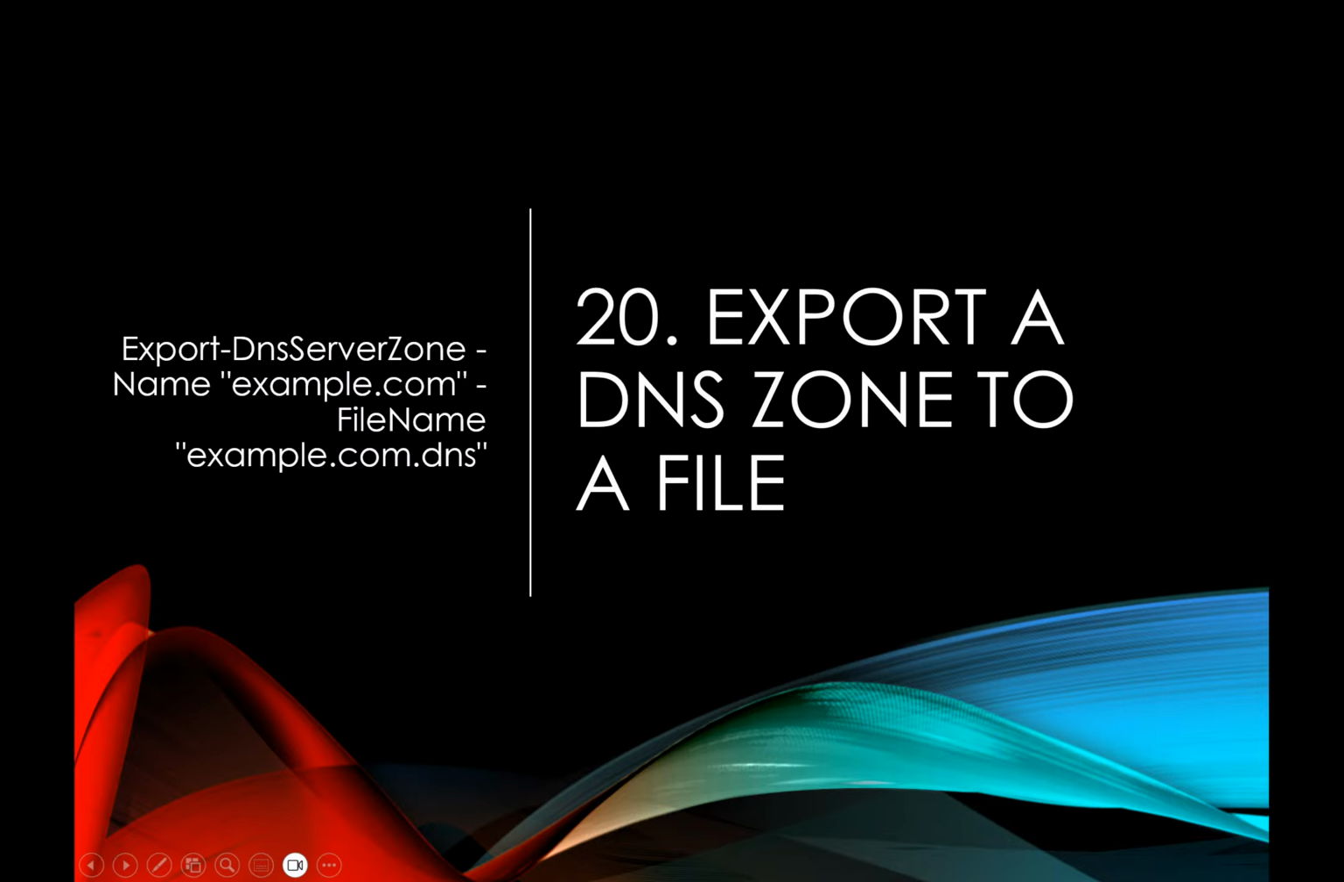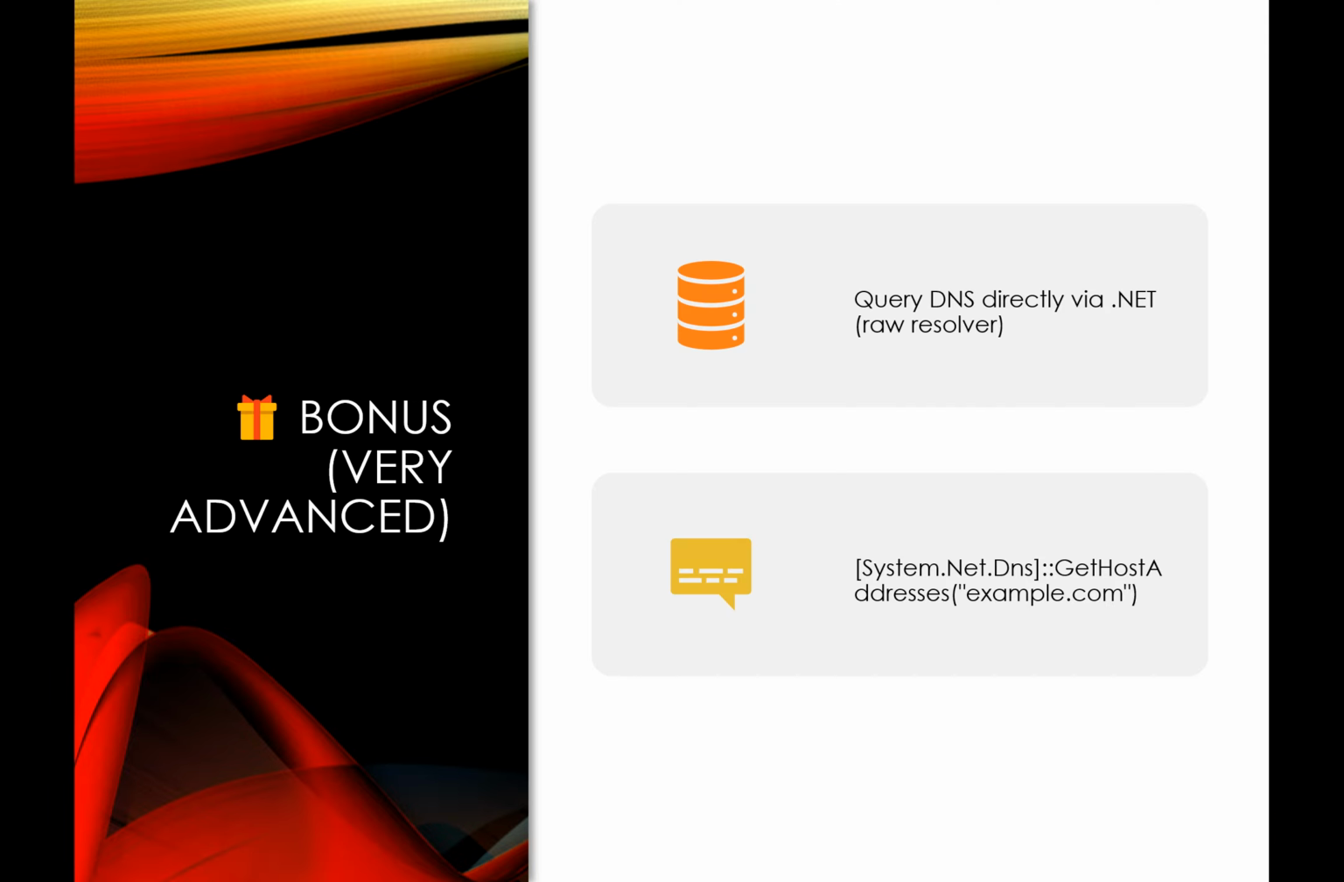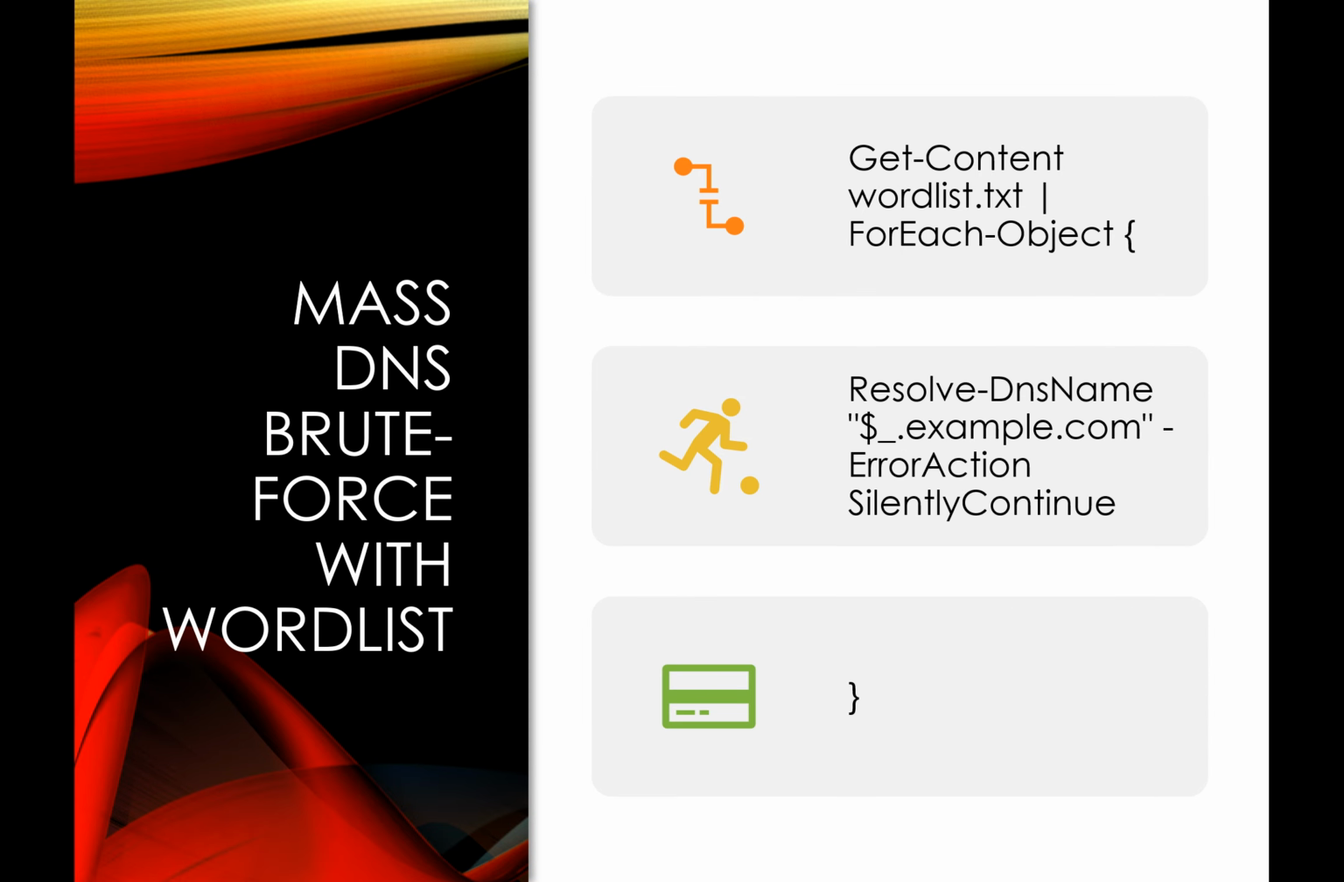Number 20, export a DNS zone to a file. This is how you type this command in PowerShell. Okay, bonus, very advanced. You can also try some of these commands as well. Okay, massdns, brute force with a word list. This is how you do this.